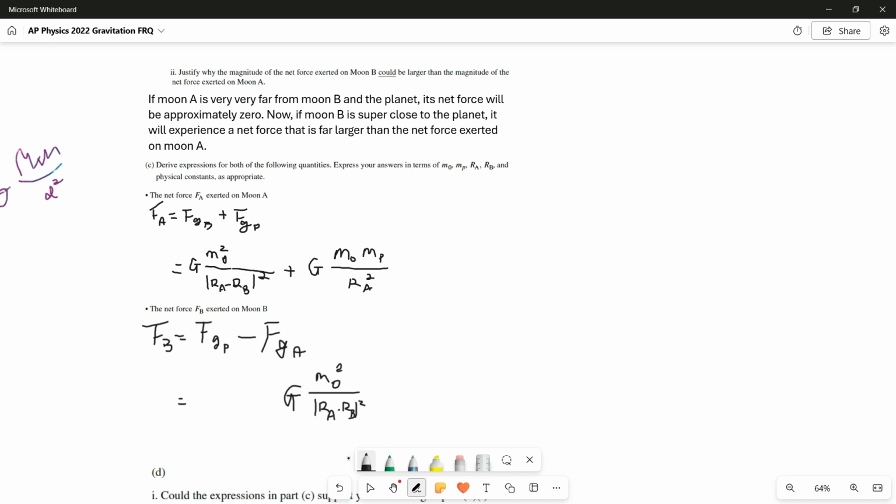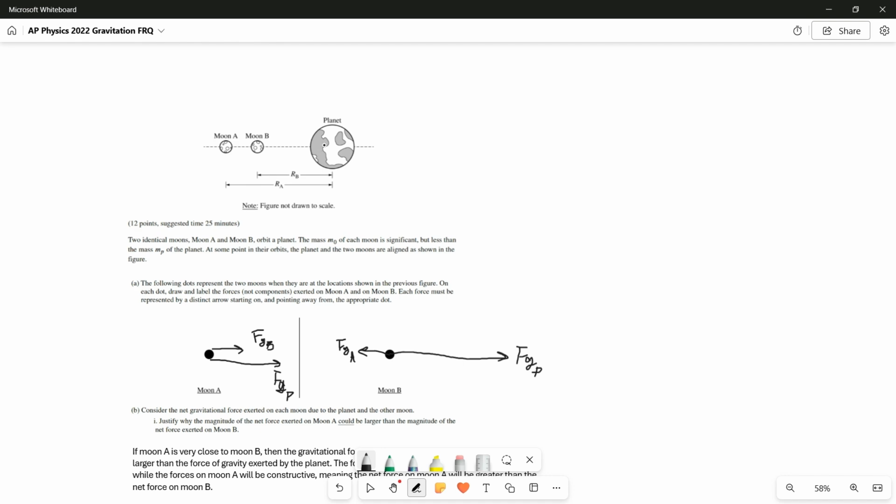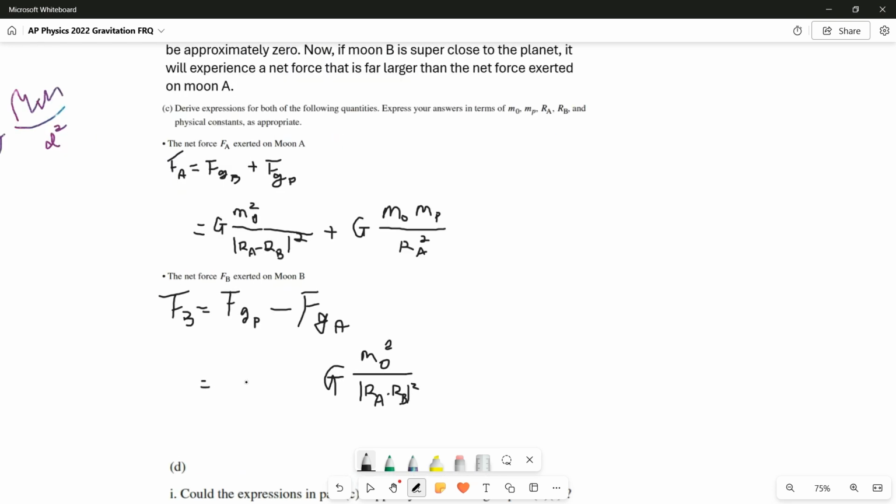Okay, that was easy. Now we have to deal with the gravitational attraction between Moon B and the planet. Well, they're separated by a distance of RB, so it really is just this expression, but we swap in RB instead of RA. So we add the minus sign in front, we have G, M naught, MP, divided by RB squared. And that is our solution to part 2 of part C.